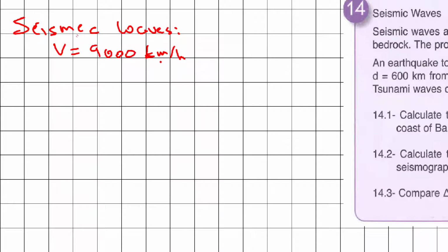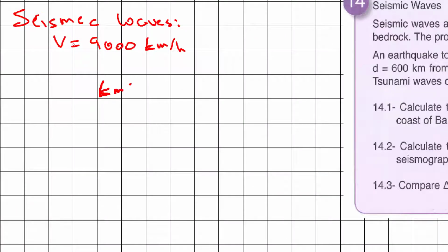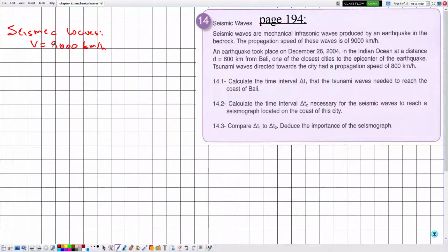Knowing that 9,000 kilometers per hour is not a unit of speed in the SI, in order to convert from kilometers per hour to meters per second, we need to divide by 3.6. Then 9,000 divided by 3.6. This speed is almost 2,500 meters per second.